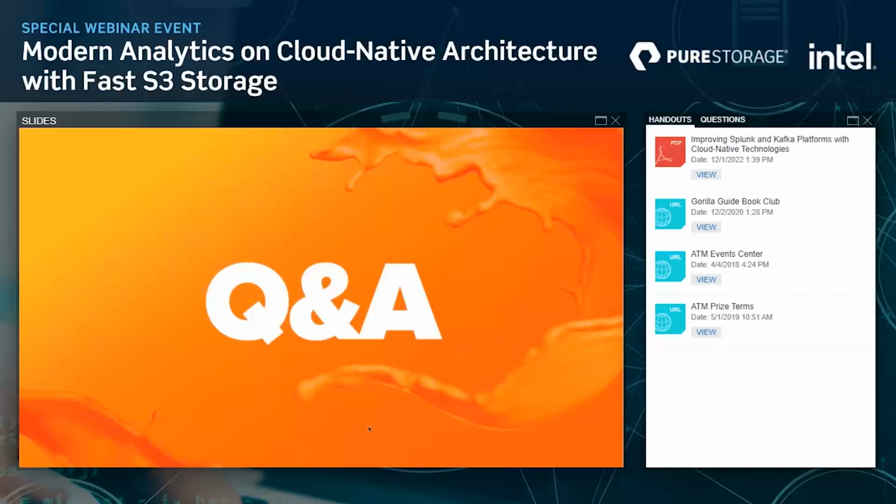Next one, they're asking, does Pure Storage support multi-site Splunk deployment? So another Splunk related question. Jan, what do you think about that one? We absolutely do. That was functionality that we were able to introduce earlier this year. And we have several customers already that have adopted that. Okay, super.